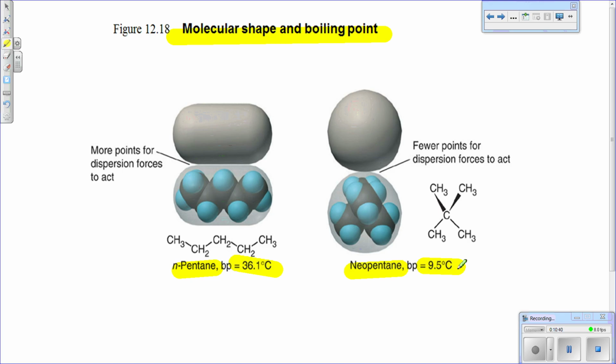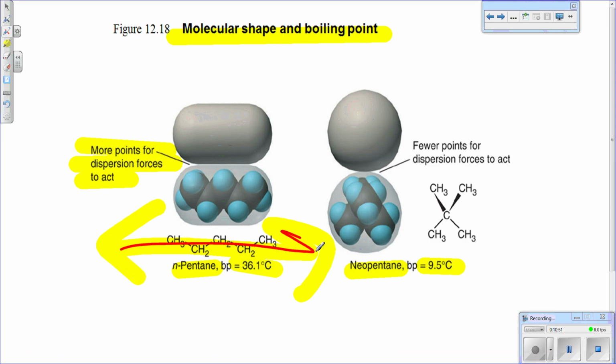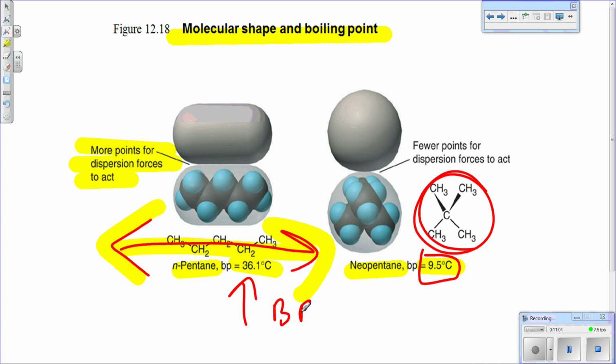So London and London. The difference is these have more points for dispersion forces to act because the molecule is more elongated. The more elongated a molecule is, the greater the London forces. Whereas this is more like a little ball. You notice the difference in boiling point. Higher boiling point means higher intermolecular forces. We already knew that anyway based on the elongation. Greater number of London forces because of greater amount of elongation.